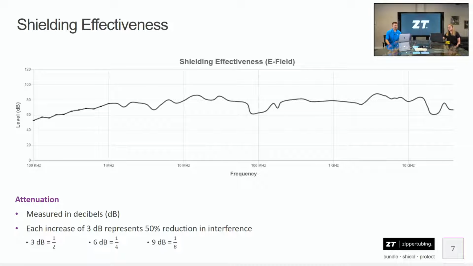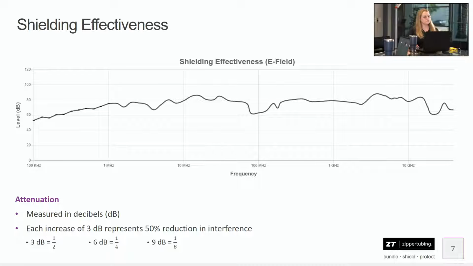So that demonstration was actually a great demonstration for shielding effectiveness, which is what we're going to dive into a little bit more now. What you see on the screen here is a shielding effectiveness graph. Sometimes you'll see it abbreviated to SE. On the y-axis, the left side of the graph, is the attenuation level, measured in decibels or dB. And on the x-axis, the bottom of the graph, is frequency. This one has a range from 100 kilohertz up to 40 gigahertz.